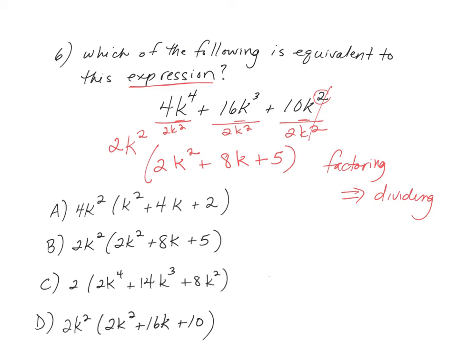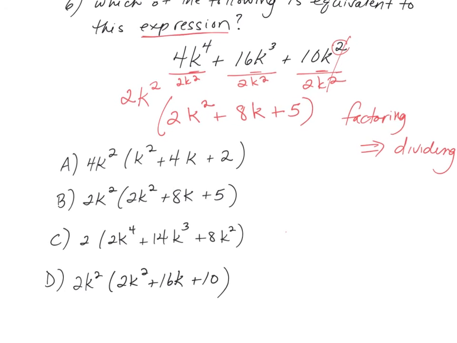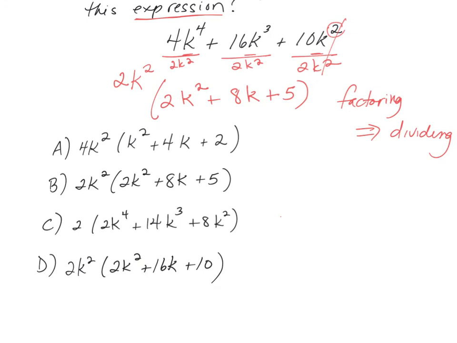Now, if you didn't remember how to factor, this is where one test-taking strategy can be very useful, and that is using the choices given to you to work backwards. You might not remember how to factor, but chances are you remember how to distribute. And essentially, that's all factoring is. It's the reverse of distributing.